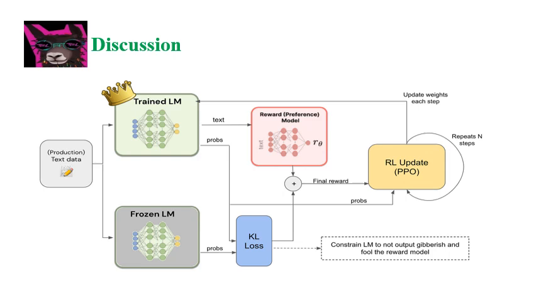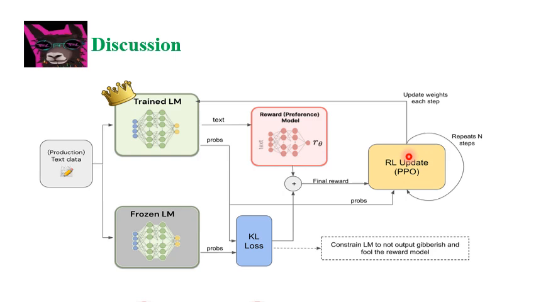Discussion. I talked about this diagram in the last video. If you haven't seen it, you can watch it. As you can see, we have three main elements: a frozen language model, a trained language model, and a reward model. We have a KL divergence loss that computes the difference between two probability distributions. We add the output of the KL and the output of the reward together to generate the final reward and then do optimization. Okay, what is the problem with this algorithm?